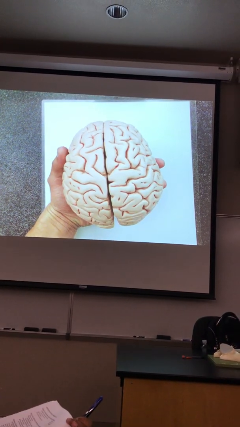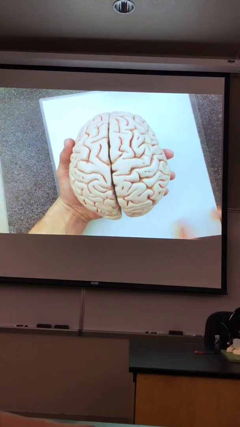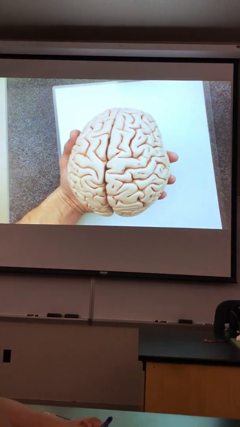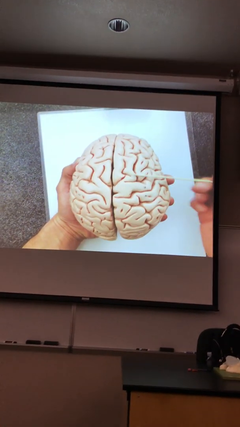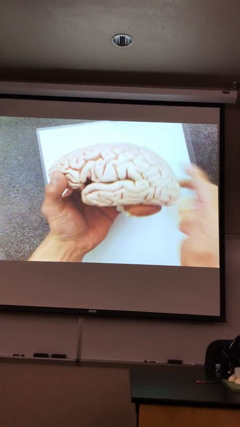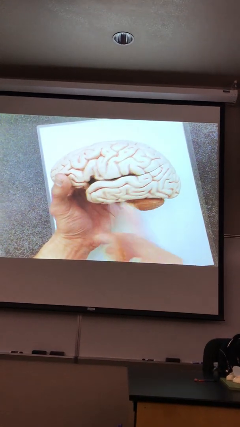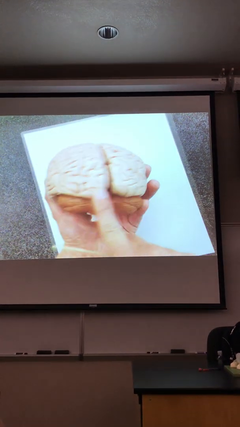Now the lobes, named according to the skull bone under which they lie: frontal lobe, parietal lobe, temporal lobe, and occipital lobe in the back.